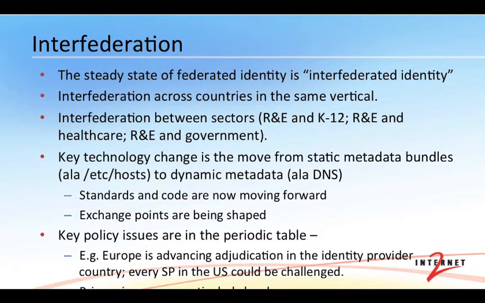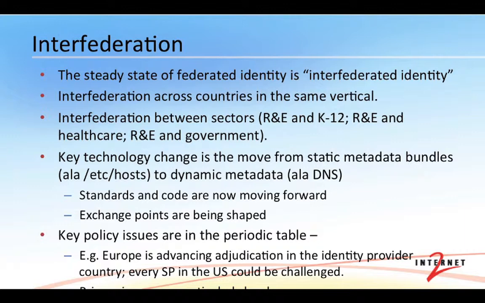Those are relatively straightforward. For those of you who go back to the early days of the internet, we used to do etc/hosts for all of the machines on the internet when we could list them all, and then we had to move to DNS. We're doing the same thing with metadata. Nice work underway, internationally done. Policy issues, well, this is going to be trickier.